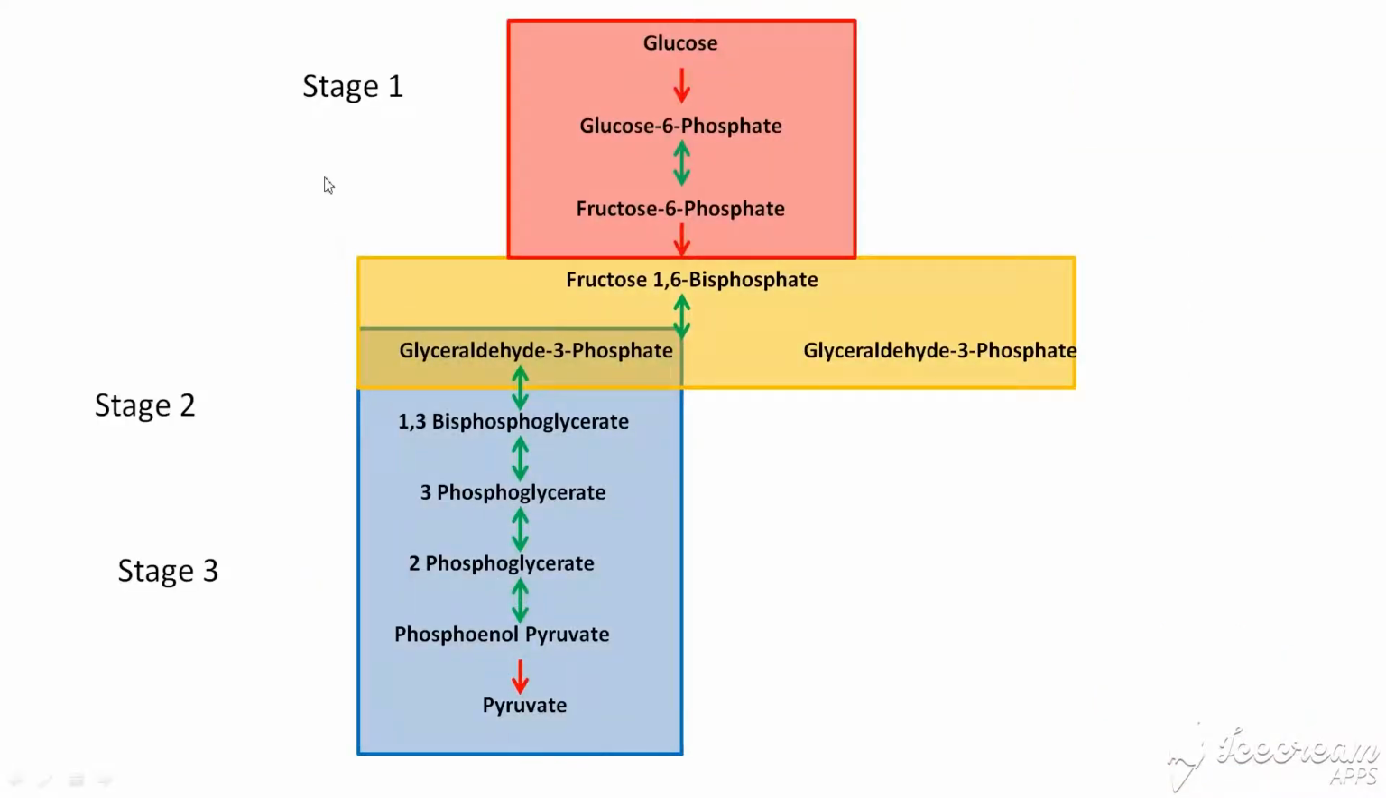Now we can divide the reactions of glycolysis into 3 stages. The first stage is called the priming stage, and in this stage the cell invests energy in the cycle. The second stage is called the splitting stage, and here we're going to split the 6-carbon fructose 1,6-bisphosphate into two 3-carbon structures of glyceraldehyde 3-phosphate. The third stage is called the energy stage, and during these reactions we're going to produce ATP.